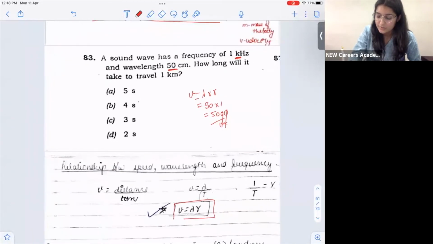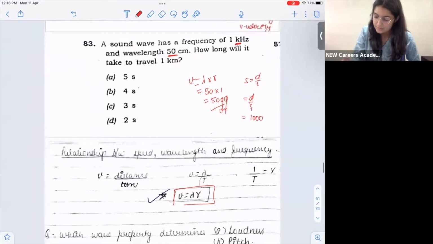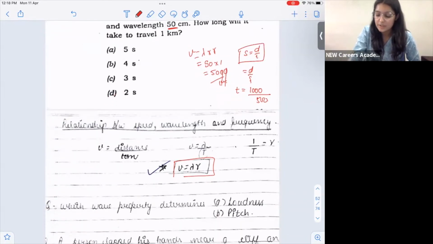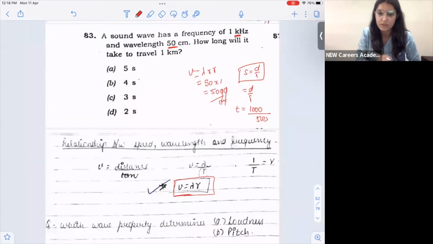Okay. V is 50, and using the speed, distance, and time formula, speed is distance by time. What we need to find here is time. So D by S. We take D as 1000 meters, and speed we calculated, speed is 500. So the correct option is 2 seconds. Okay, you need to know this formula for speed, distance, and time. Velocity is equal to wavelength into frequency.